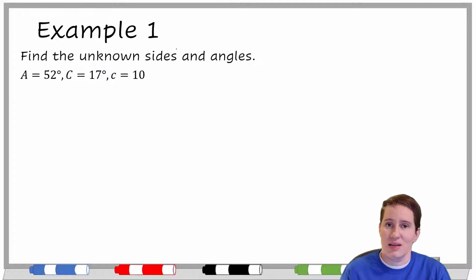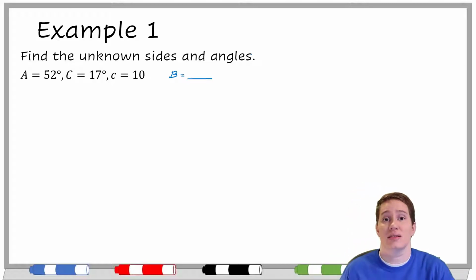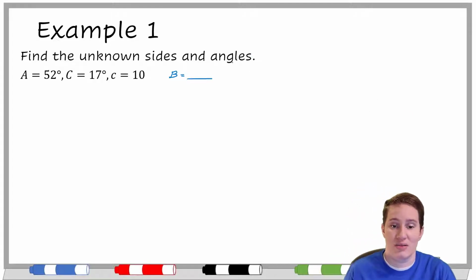Let's start off by actually thinking about, what are we even missing? We have angle A, angle C, so we're missing angle B. That's going to be something we have to find. And then we know side C, but we're going to have to find the sides for A and B. So those are the other 2 things we need.